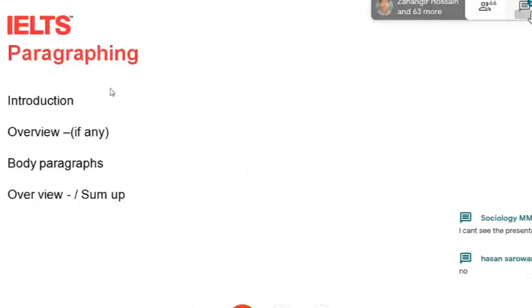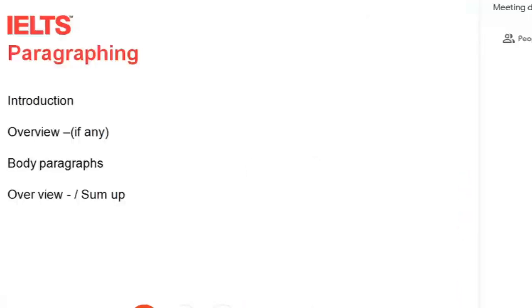So for paragraphing, this is the structure that usually should be followed. There are three things basically here: introduction, body paragraphs, and overview. So actually the reproduction of the question.